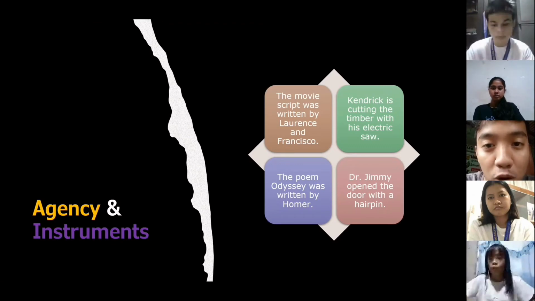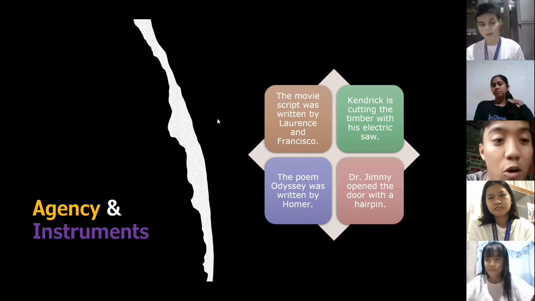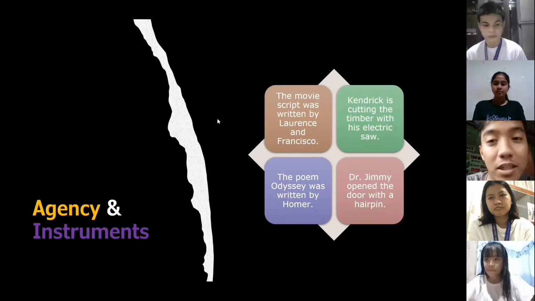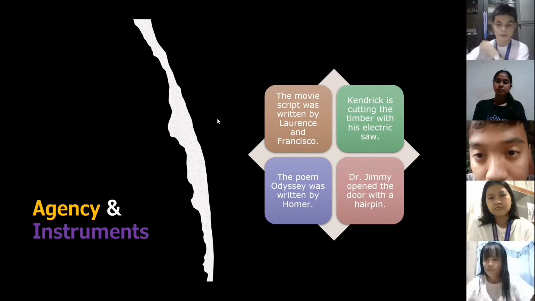So we use the preposition with, and take note that an electric saw is a thing. Next, the poem Odyssey was written by Homer. Same as the first example, who wrote the poem Odyssey? It was Homer. Homer is a person, so the preposition by was used. Next, Dr. Jimmy opened the door with the hairpin.